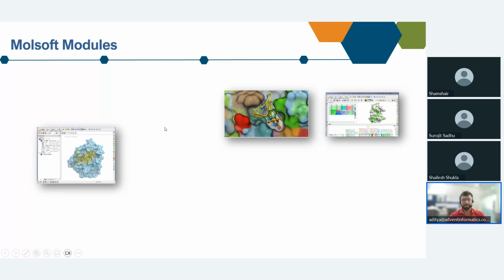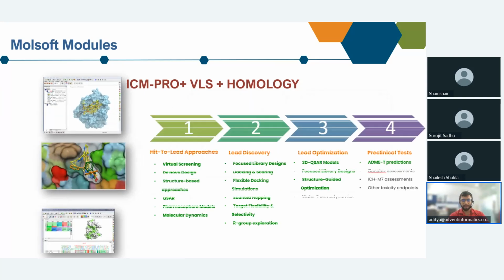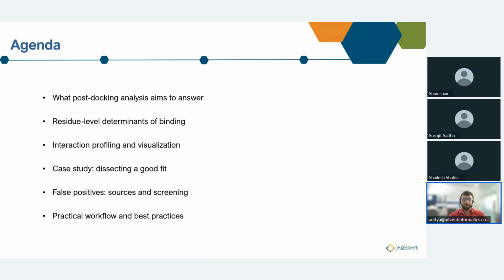Typically, when we talk about the combination which is most effective, if a user has ICM Pro along with the VLS and homology add-ons, they are able to do most of the screening part in terms of the in silico journey, from hit to lead identification all the way to clinical trials. All these points which I've highlighted in green here, you are able to do with the current combination of ICM Molsoft tools.